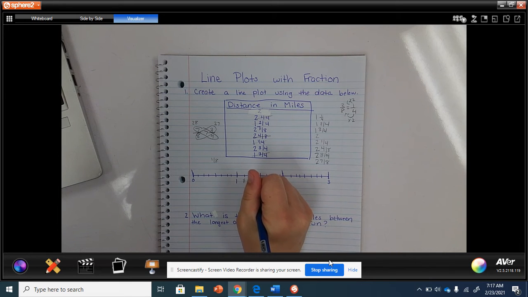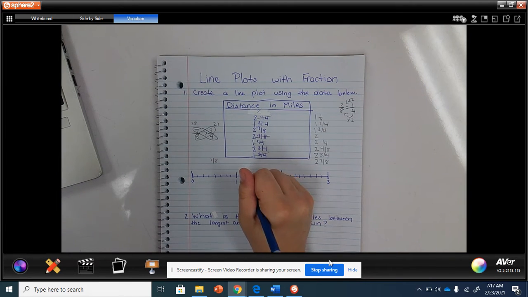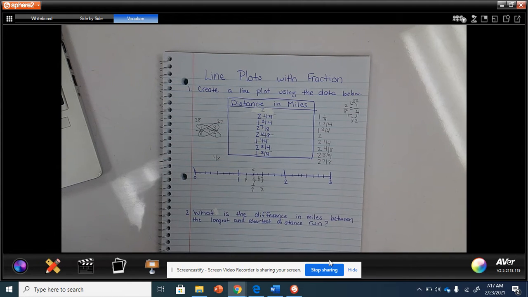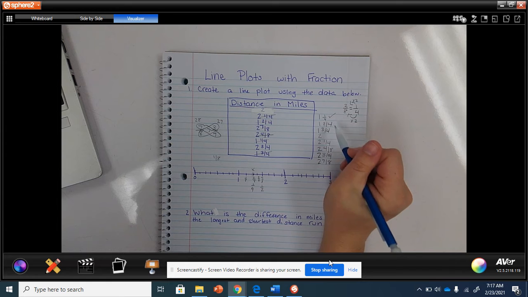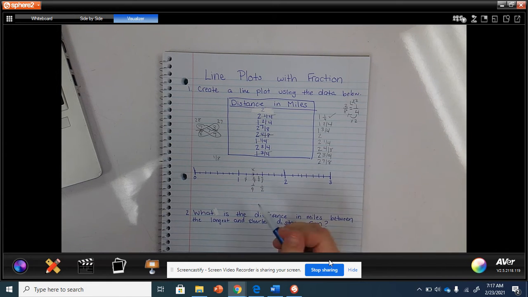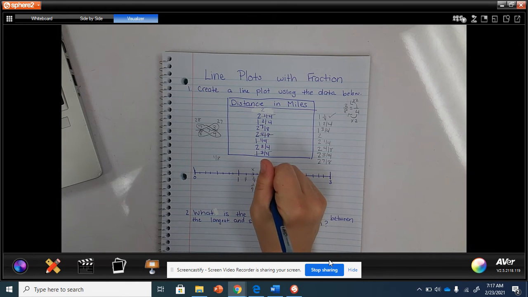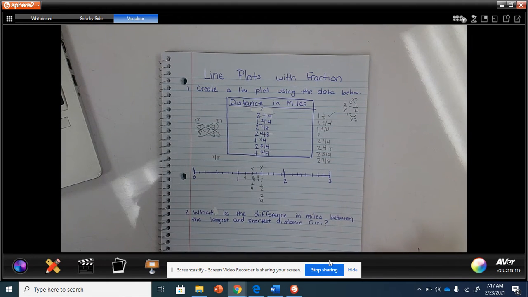So I'm going to plot this right here on the number line. Oops, I'm not plotting these. This is a line plot. So I'm going to put an x on top of 1 1/4 right there. Check. Next, 1 2/4. 1 2/4 is the same as 1 4/8, 1 1/2. That is also equivalent to 1 2/4 because 2 plus 2 equals 4, or 2 times 2 equals 4. So I know that this is 1 1/2 right here.